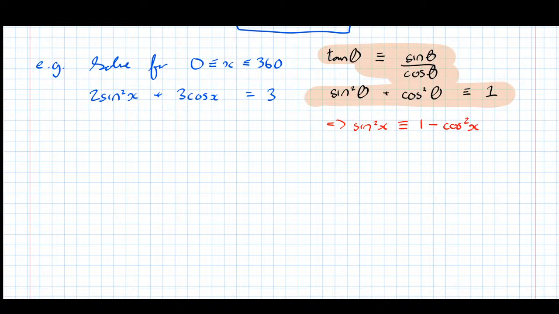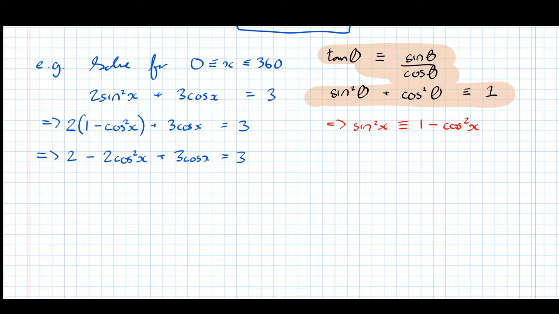So actually we can use that identity and replace that sine squared x with 1 minus cos squared x to turn it into a quadratic where everything's in the same term. So 2 lots of 1 minus cos squared x plus 3 cos x equals 3, which implies that 2 minus 2 cos squared x plus 3 cos x equals 3. And let's make this look more like a quadratic. So we'll have the squared term at the start, minus 2 cos squared x, the cos x term in the middle, and let's take 3 from that side, which means take 1 there, equals 0.